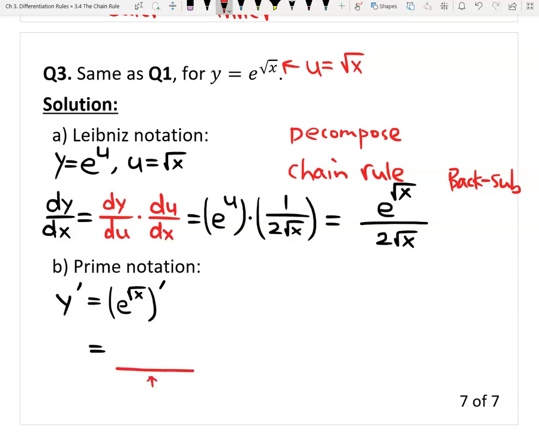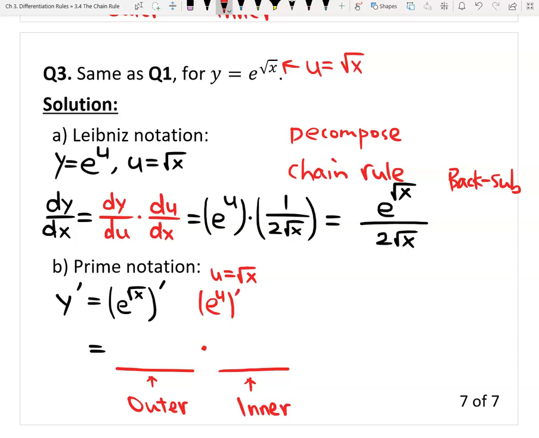This is the derivative of the outer, not the outer function, and then times the derivative of the inner function. Okay, so we need to decompose. Of course, easy. And the power, that's u. So we can easily decompose it. This is u. So we get the inner u, and the first part we need to find is the derivative of the outer.